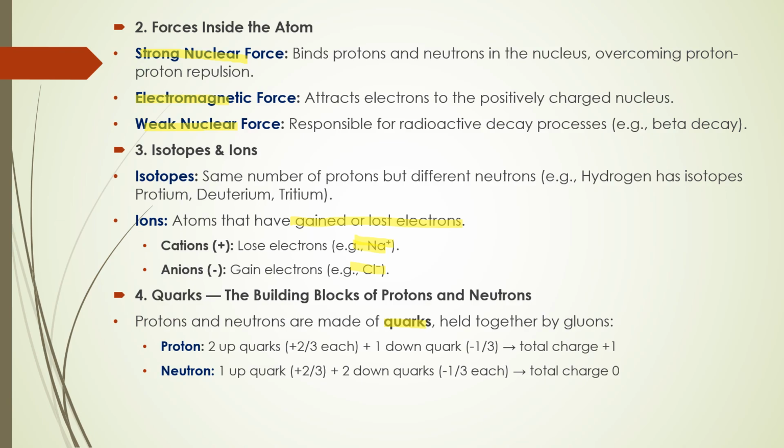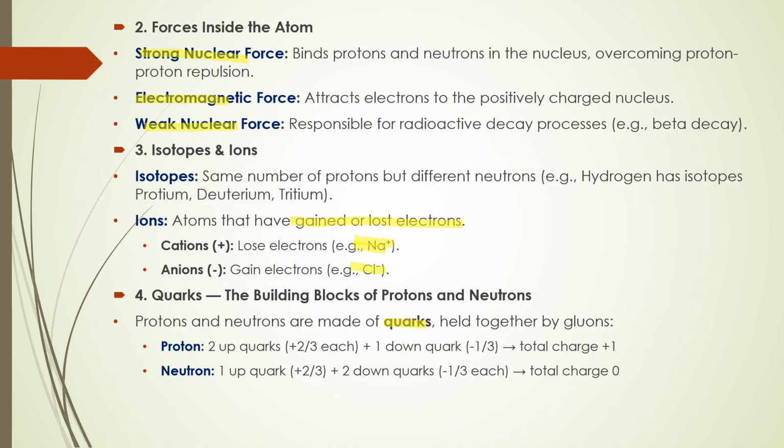Now, atomic number is the number of protons in the nucleus. Atomic mass is the number of protons plus neutrons. The number of neutrons is equal to A minus Z, the atomic mass minus the atomic number. Isotopes have the same number of electrons in neutral atoms, leading to similar chemical properties.